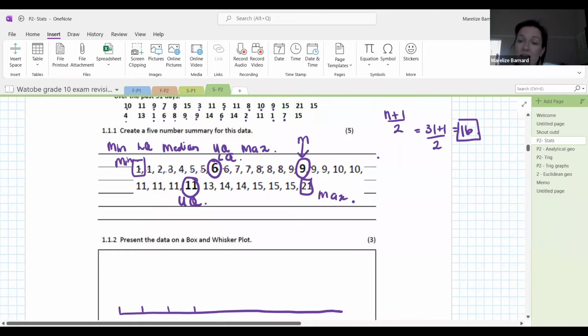Okay, so that's 3 marks, 3 minutes. So I'm going to leave you here to do that for about 3 minutes. Let me know when you're done, and we're going to check if your box and whisker plot is correct.